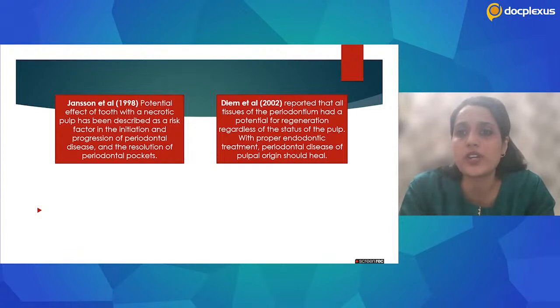And Dime et al. in 2002 reported that all the tissues of the periodontium had a potential of regeneration regardless of the status of the pulp. That is, even if a proper endodontic treatment has been done, periodontal disease of pulpal origin should heal.